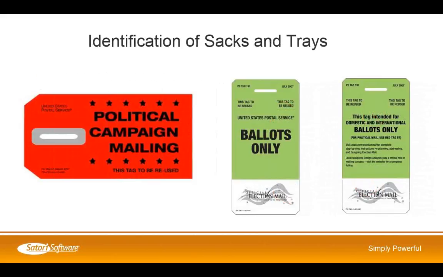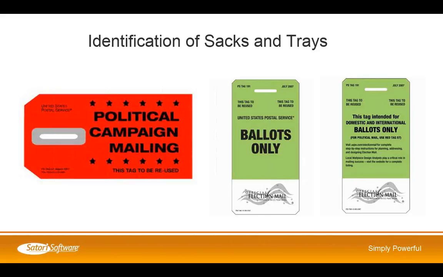So now, after you get your mail piece designed, whether you're doing a political mailing or an election mailing, there is also, as Kim kind of alluded to, a special way of noting and identifying the sacks and trays of mail that you will be submitting that contain the campaign mailing or the election mail information. And so these are the two different types of tags. There's the red tag, which is tag 57, that you would put on your sacks and trays of any campaign mailing that you would be looking to do. And these tags you would get from your local post office.